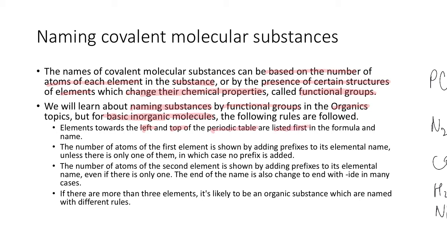The number of atoms of the first element is shown by adding prefixes to the elemental name, unless there is only one, in which case no prefix is added. Then the number of atoms of the second element is shown by adding prefixes to its elemental name, even if there is only one. The end of the name is also changed to "-ide" in many cases. If there are more than 3 elements, it's likely to be an organic substance, which is named with different rules that we'll go through later on. But here are some examples of how to name some of these.